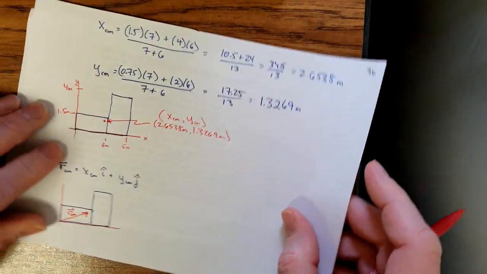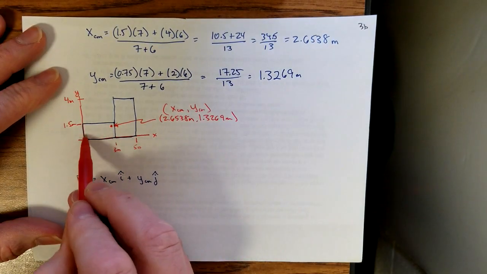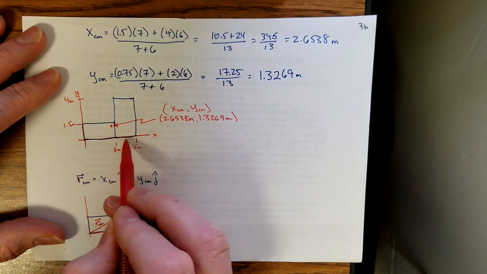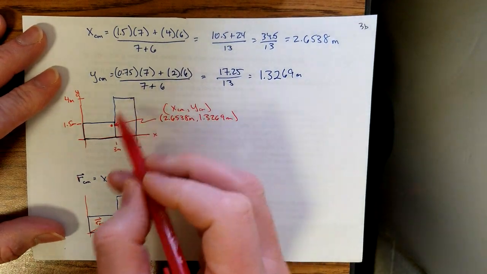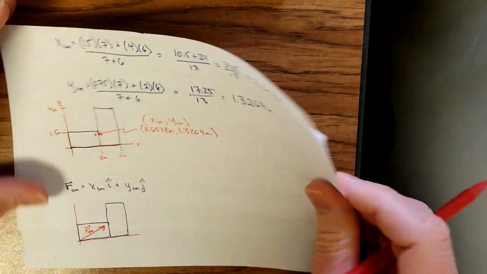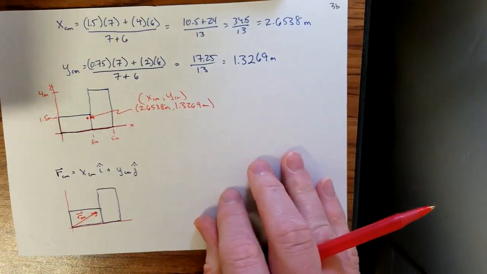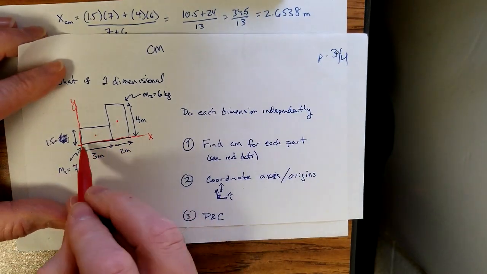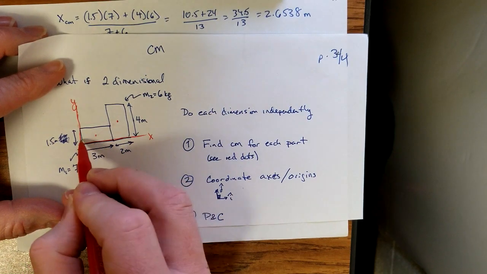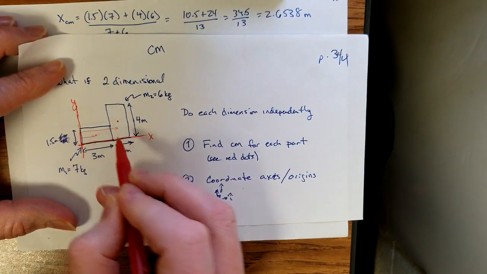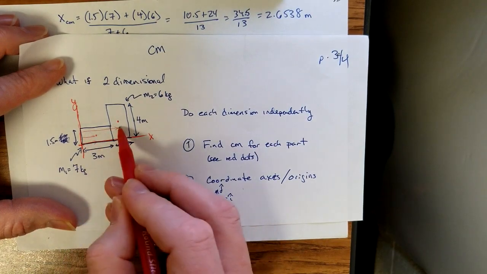So in this particular case, where this is 3 meters long, 1.5 meters tall, and this is 2 meters wide and 4 meters tall, the center of mass of the first one, let's go back to it. As we had this in the x direction, it's 1.5 meters this way, and from here to here, in that direction, it is 4 meters.